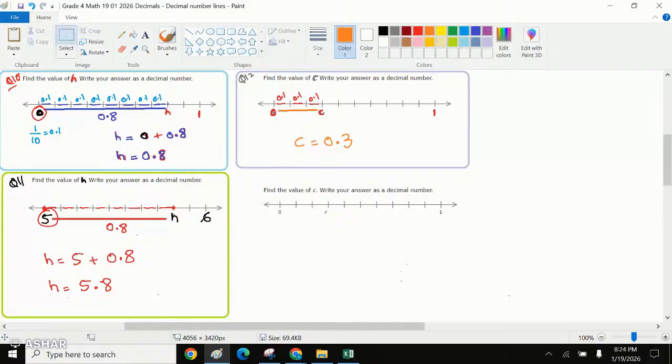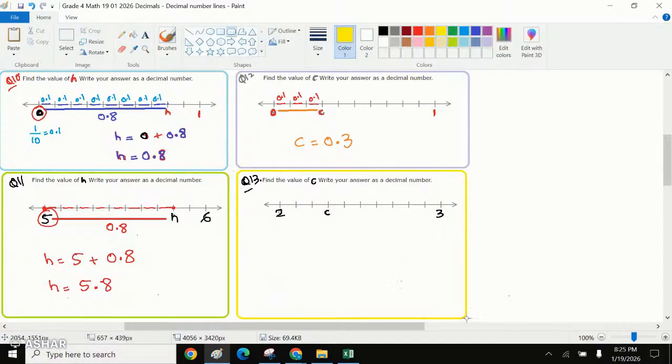Joseph, what about the next one? Can you answer this for me? Question number 13. Yes, thank you, May. I think it was just a typing error, right? This is the value of C. The starting point is 2 and the ending point is 3. Eddie, what about question number 13? Yes, very good, that is 0.3. What about 13?